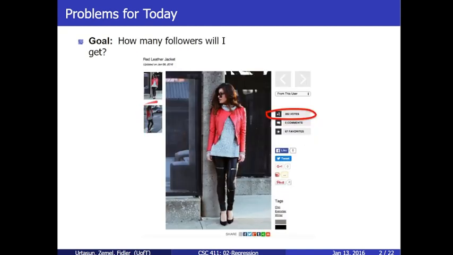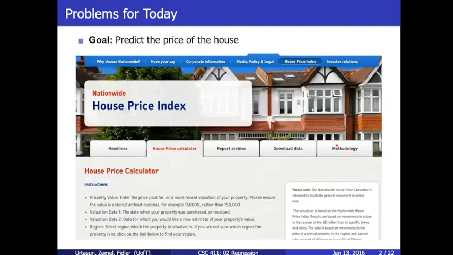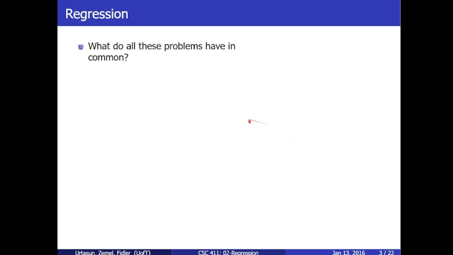Another problem could be: how many followers will I get? You're given some input. You can see it has 282 votes on this post, 5 comments, 67 favorites, and you're trying to predict or output how many followers you can get back. Another problem or goal is the price of this house. You'll be given some input values, for example the location and other data about the house, and you want to predict the price of it.